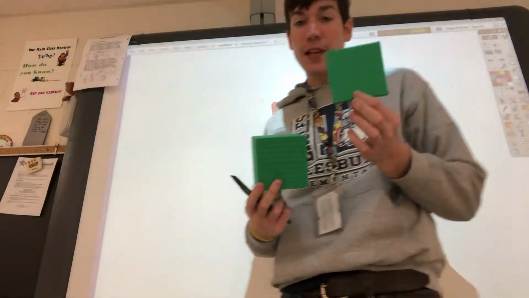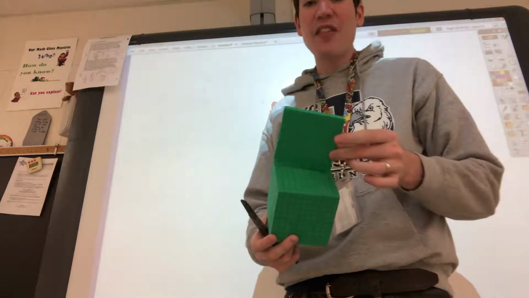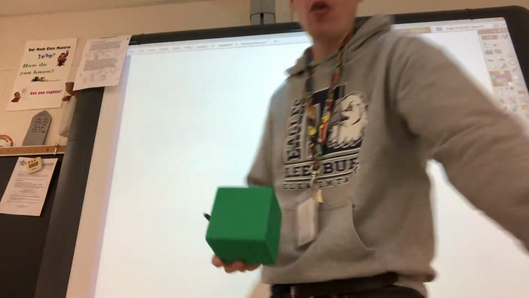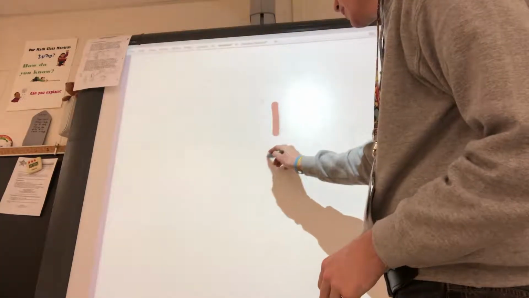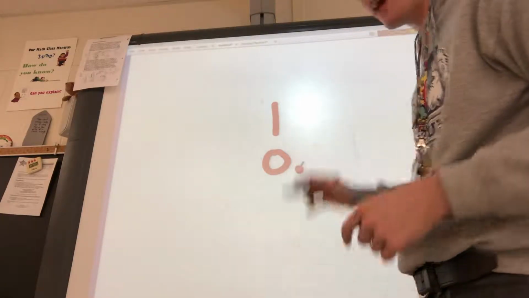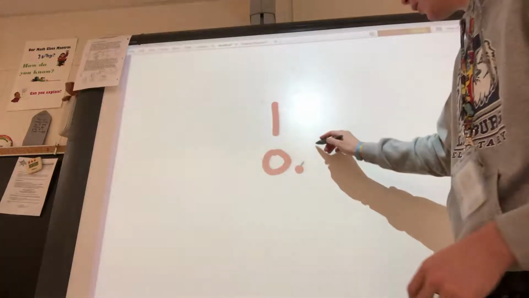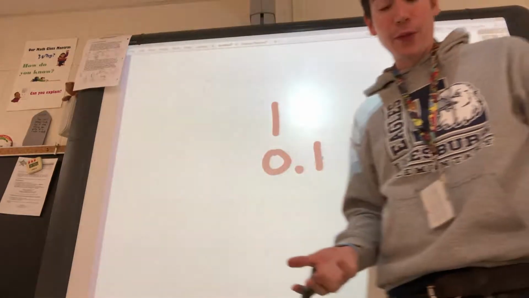Now, we said that if this was equal to one whole, this next piece was equal to 1/10. The reason for that is because it took 10 of these in order to make one whole. So if we wanted to write that as a decimal, it would look like this. We would have a 0 in our ones place, we would have a decimal point, and we would put a 1 here. So this number says 1/10.